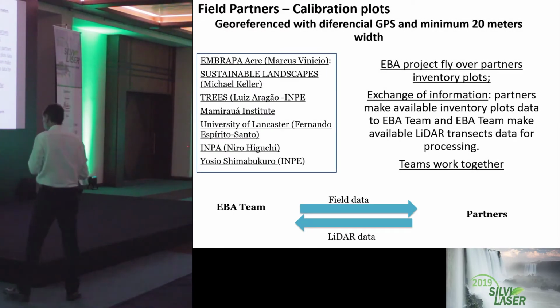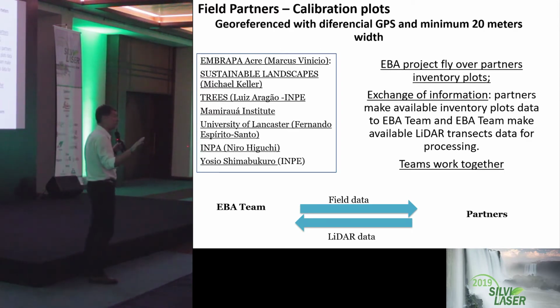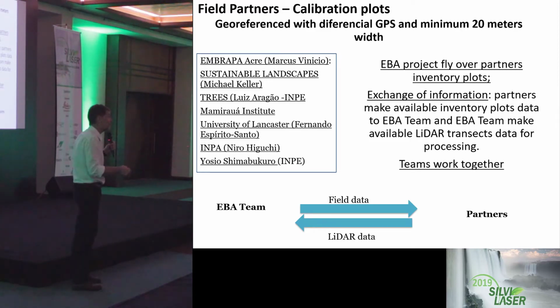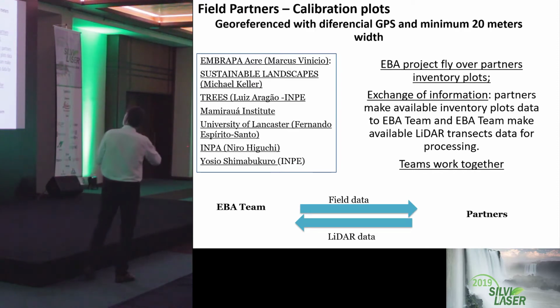Okay, and another important issue, and you're going to see how this is distributed, is that it's a big region. We cannot do that by ourselves only, so we tried to get as many partners as we could that had field plots. As you know, field data is not trivial to get, and in the Amazon it's not trivial to get twice. But we had a strong team of collaboration. You're going to see a little bit more where this is distributed.